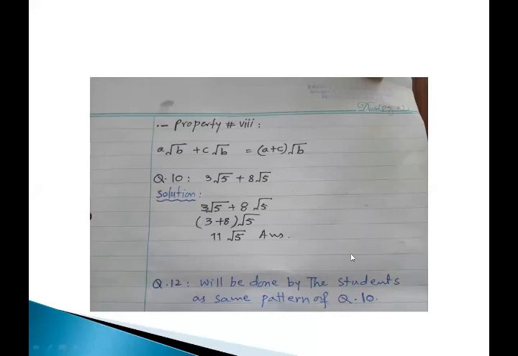All right, moving towards the last property, which is the easiest property of all: a under root b plus c under root b. What has to be done? We have to write the under root one time, which has the same numbers or same radicand, and we will write a plus c like that. So 3 under root 5 plus 8 under root 5 has the same radicand. So we will write under root 5 only one time, and 3 plus 8 would be there. 3 plus 8 is 11, and this is under root 5 as it is. Question number 2 is exactly the same.